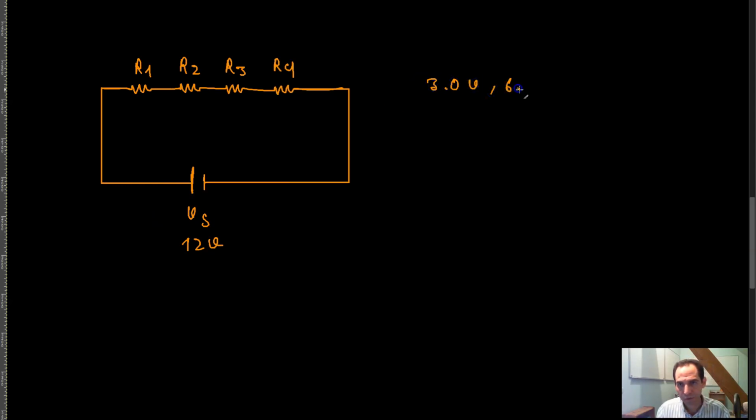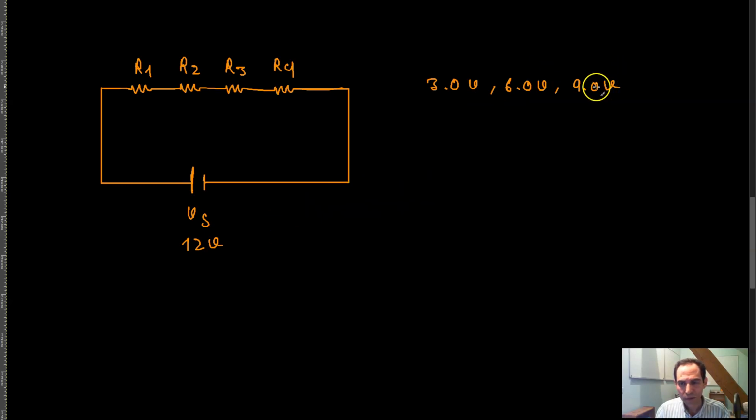3.0 volts, 6.0 volts, and 9.0 volts. Now there's a problem here, because the voltages add up to more than the power supply. 3 plus 6 is equal to 9, 9 plus 9 is equal to 18. 18 is greater than 12.